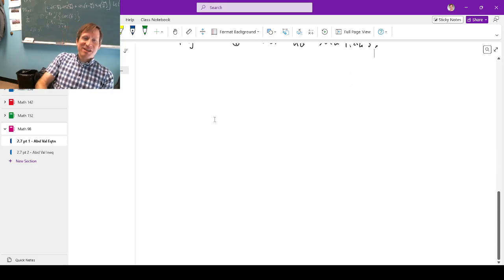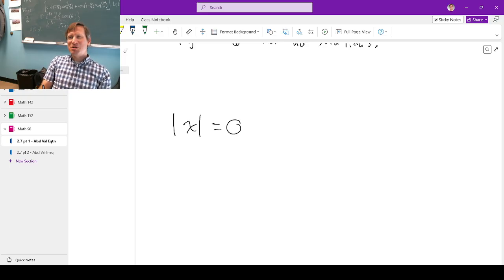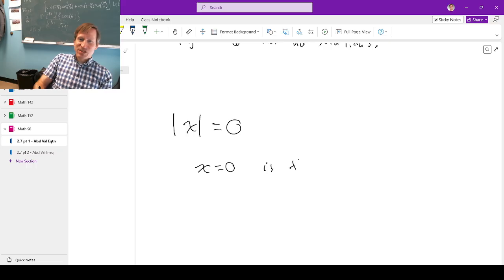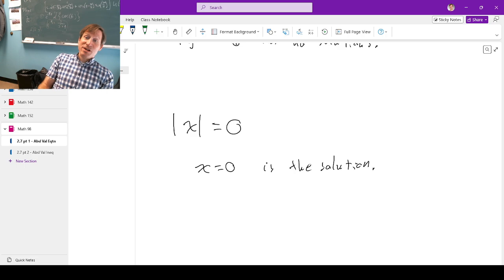While I'm on the topic, let me write down one more equation. What about the equation absolute value of x equals 0? Well, there's only one number whose absolute value is 0, and that's 0. So x equals 0 is the only solution to this equation. And this is just one single solution. So usually absolute value equations have two solutions if the right-hand side is positive, no solutions if the right-hand side is negative. If the right-hand side happens to be exactly 0, then there's only one solution.